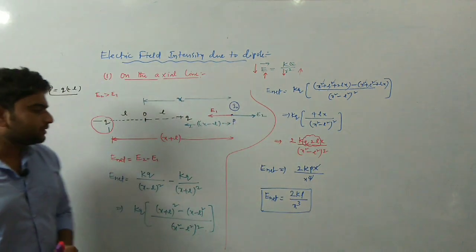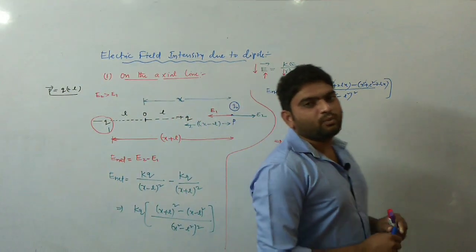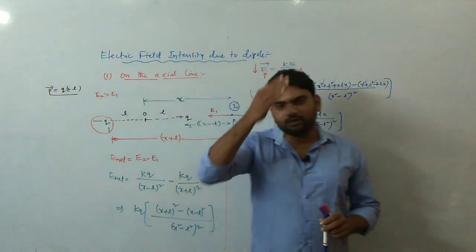Okay, I hope you got this particular derivation. In the next session we will come to know the electric field intensity due to the perpendicular bisector.